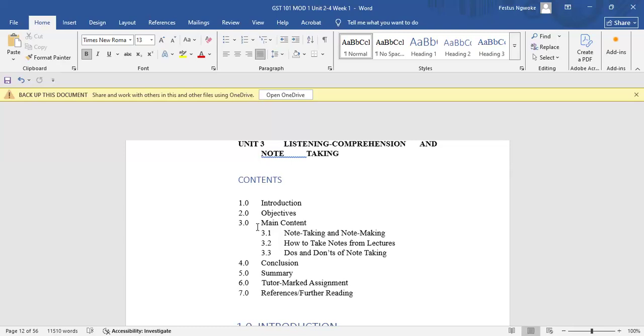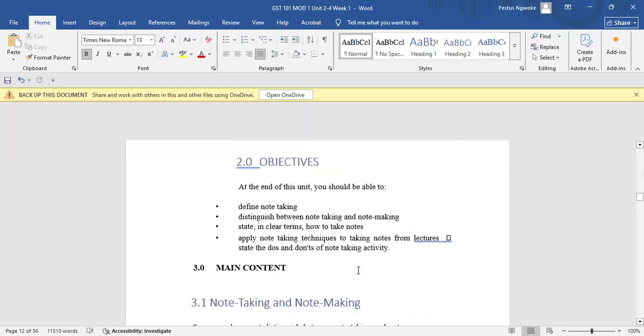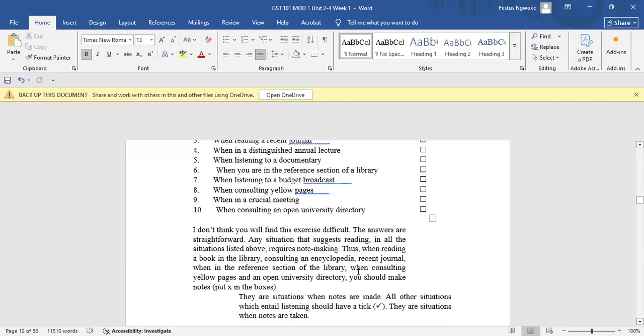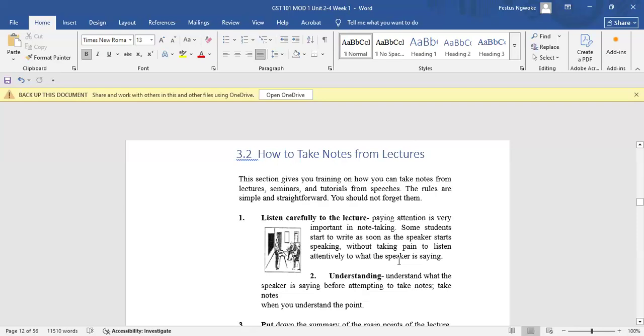Now the next one is how to take notes from lectures: the do's and don'ts of taking notes. We do not have all the time, but let's see whether we can talk about what to do. I've explained to you very well what we mean by note taking. And then the next one is how to take notes. It's not far from what we have done before. Yes, how to take notes from lectures.